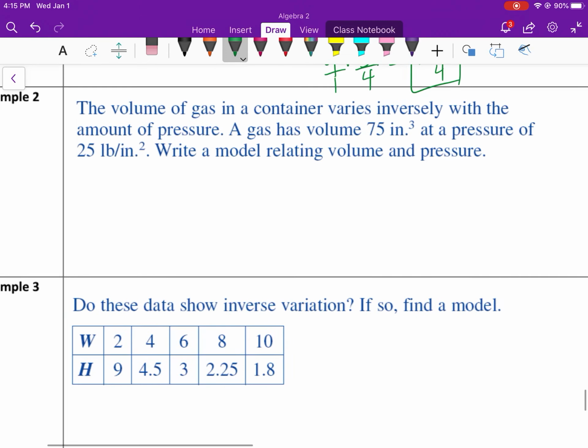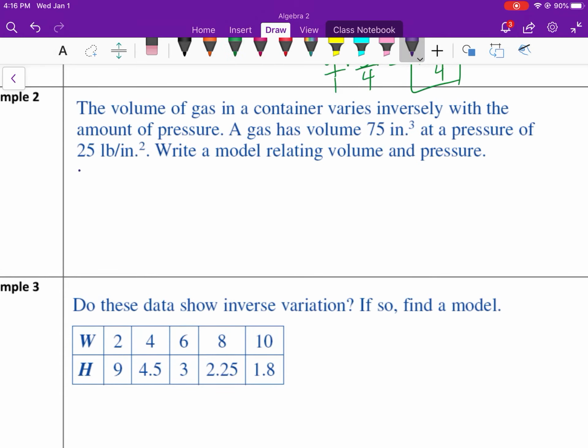Okay, you might see something like this. The volume in a gas container varies inversely with the amount of pressure. A gas has a volume of 75 cubic inches at a pressure of 25 pounds per square inch. Write a model relating volume and pressure.